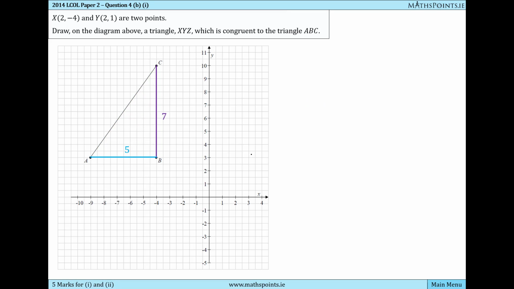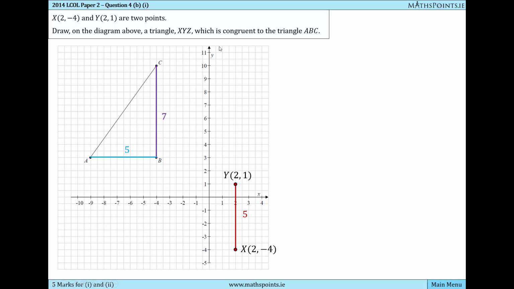In B part 1 of the question, we're told that X is the point (2, -4) and Y is the point (2, 1). And we're asked to draw a diagram of a triangle XYZ which is congruent to the triangle ABC that we have already. So to put in the points X and Y, we can see that the vertical distance between -4 and 1, the distance from X to Y, is 5 units. So this is the same as the base of our original triangle.